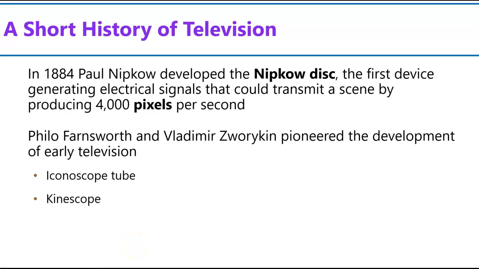So now we want to talk about the development of the television technology. As you can see here, in 1884, this guy named Paul Nipkow invented the Nipkow disc, which generated electrical signals that could transmit a scene by producing 4,000 pixels a second. I'm about to show you a video of that.